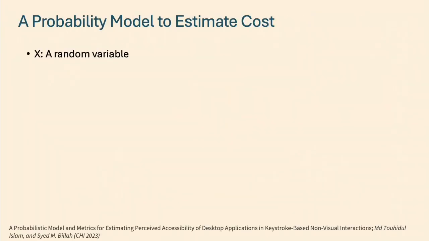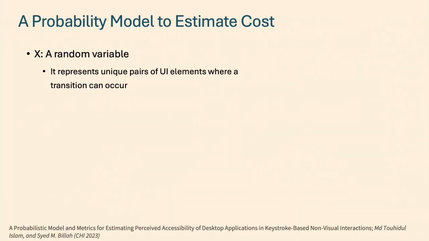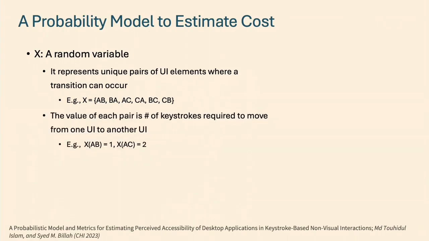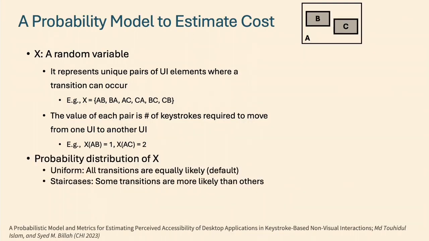So this gives us some intuition of the complexity for non-visual interaction, and that complexity is how many keystrokes it takes. Now we try to get a closed source solution like Fierce Law. Towards that, we came up with a probabilistic model to estimate the cost. Our approach is simple. We can explain it in a toy example.